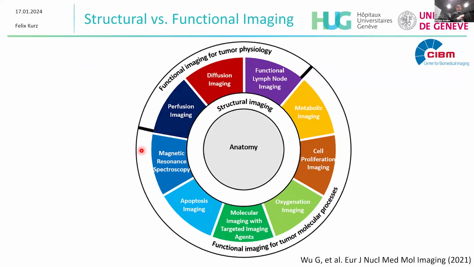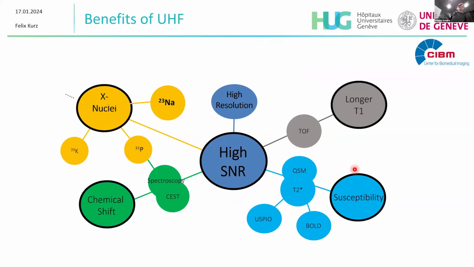Just to clarify what we understand by structural and functional imaging, because there are a lot of people working on fMRI. In our case, we refer to functional imaging as anything that has a non-structural meaning, basically attributing a functional meaning, such as diffusion imaging, perfusion imaging, or also metabolic imaging, magnetic resonance spectroscopy that gives us information about specific tissue metabolites, but also oxygenation-based imaging and some other methods from nuclear medicine. So what are the advantages of ultra-high field?